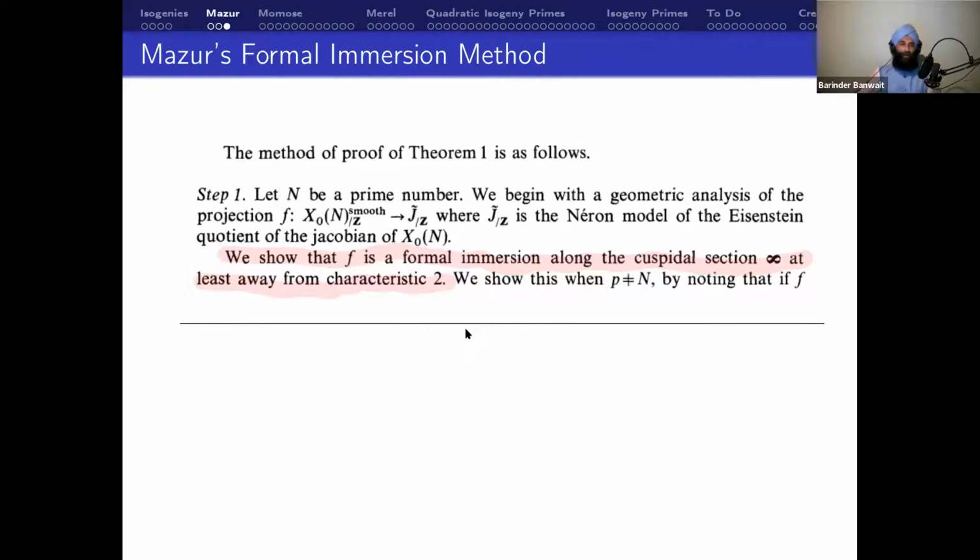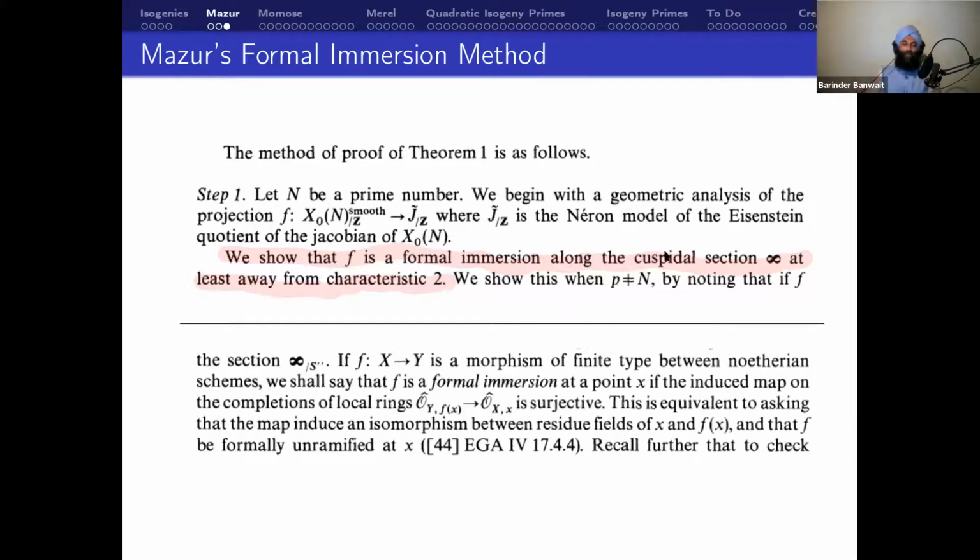I'm not going to spend too much time on what a formal immersion is. To be fair, the definition doesn't take too long to state. It's that the induced map on the completion of local rings should be surjective. But if this is the first time you're seeing it, then as a first approximation, you can get away with thinking that basically this is saying that F is injective.